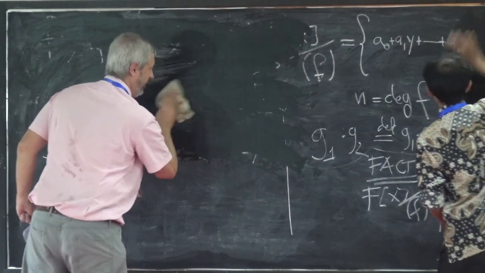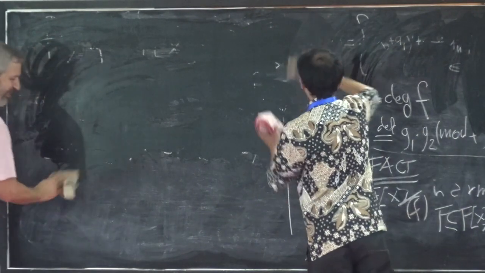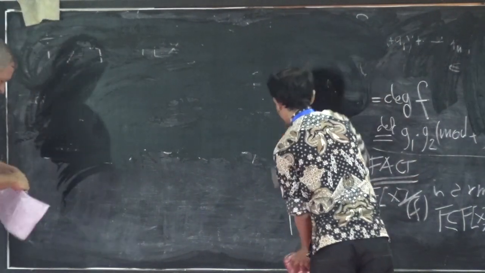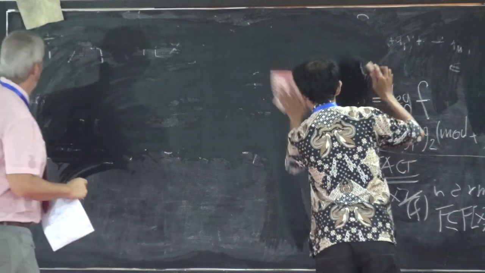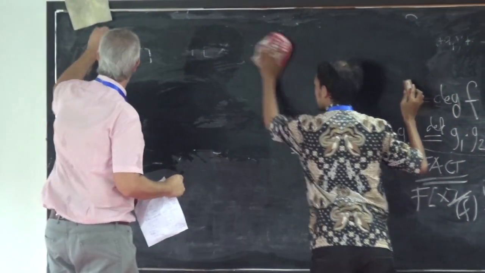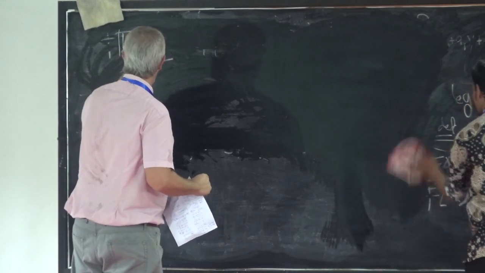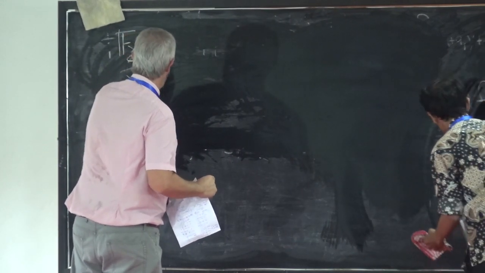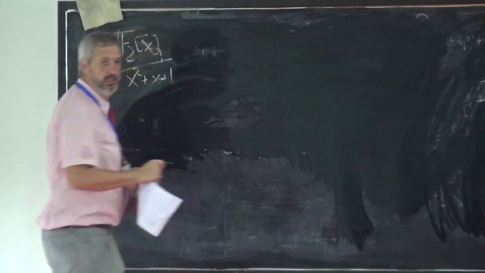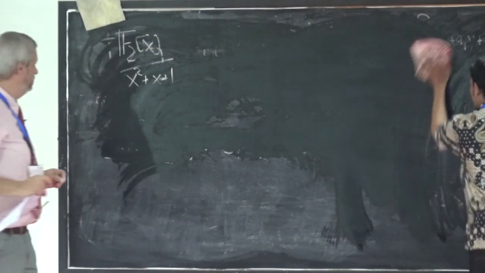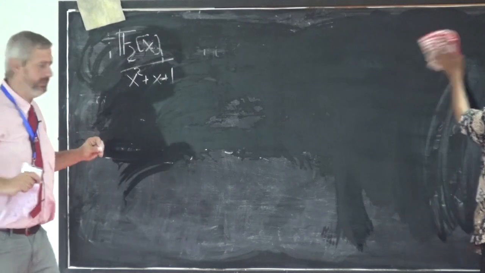All right, I'm running out of time, so suppose we want to take F modulo the polynomial x squared plus x plus 1.